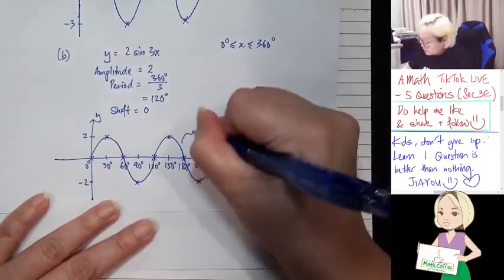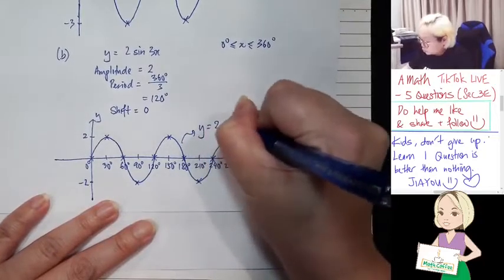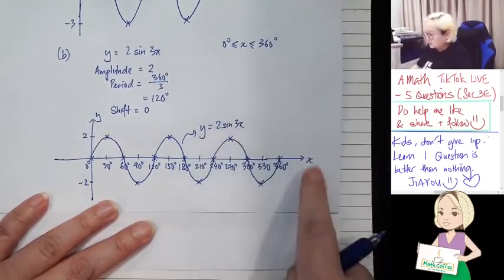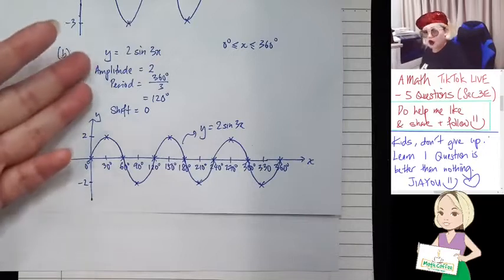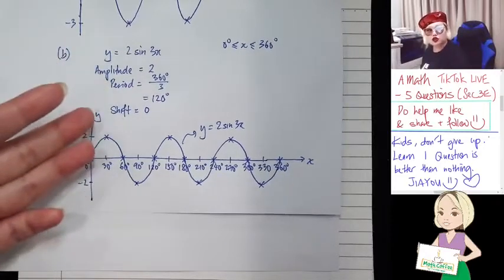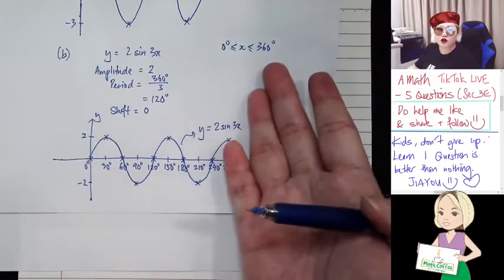So of course, last part, label this as y is equals to 2 sine 3x. Label, done. So this is how you plot sine graph. Always find out you need your amplitude, your period, and your shift. And then after that, you need to draw until where?